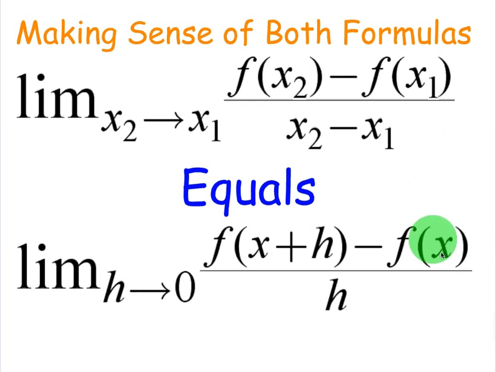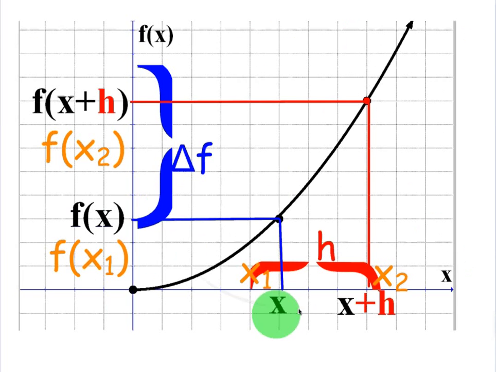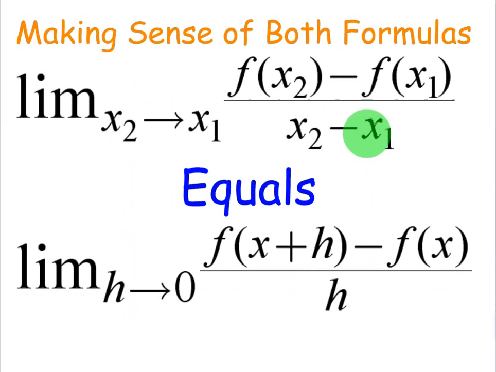F of x1 is just what we call f of x. And then h is just the difference between your x values. It's this gap right here, x2 minus x1. So they're the same equation, they're just written in different ways. They mean the same thing.